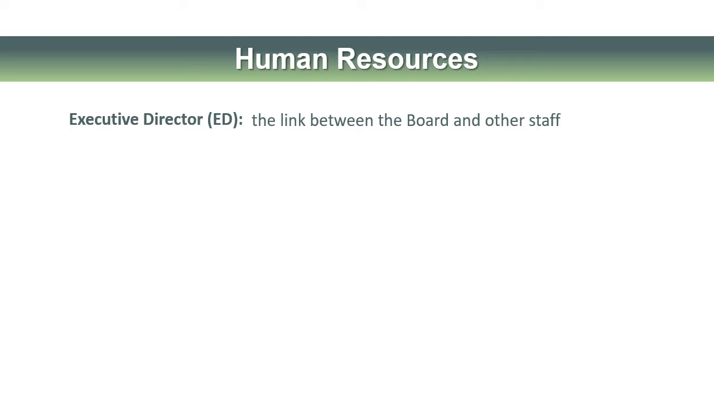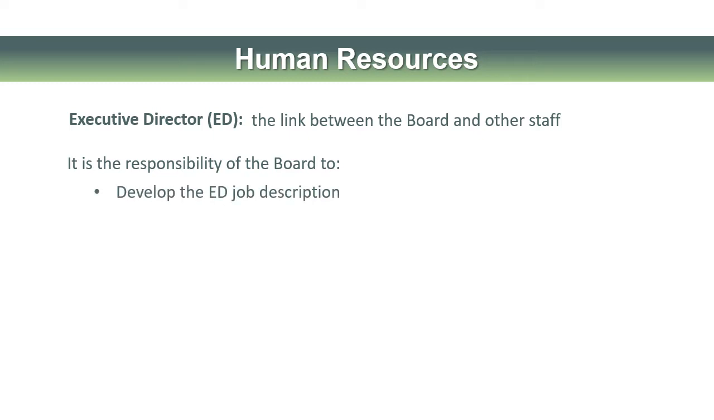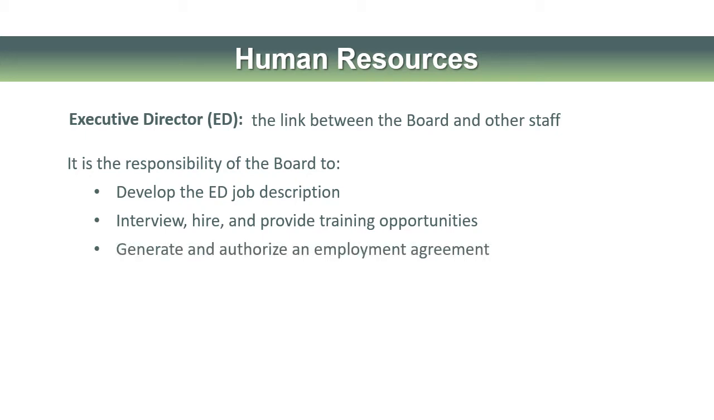When it comes to the executive director, it is the responsibility of the board to develop the executive director job description, including areas of authority, a summary of responsibilities, and the communication and reporting protocols between the board and the executive director. Interview, hire, and provide training opportunities for the executive director. Generate and authorize an employment agreement between the organization and executive director, outlining terms and following, at a minimum, Ontario's Employment Standards Act. And finally, conduct evaluation and performance appraisals of the executive director on a regular basis.